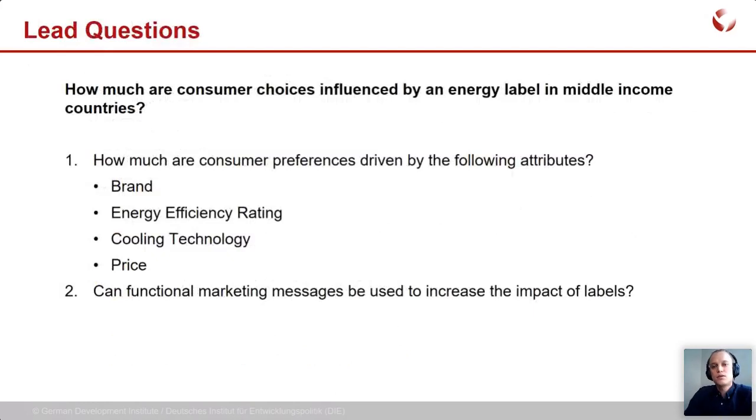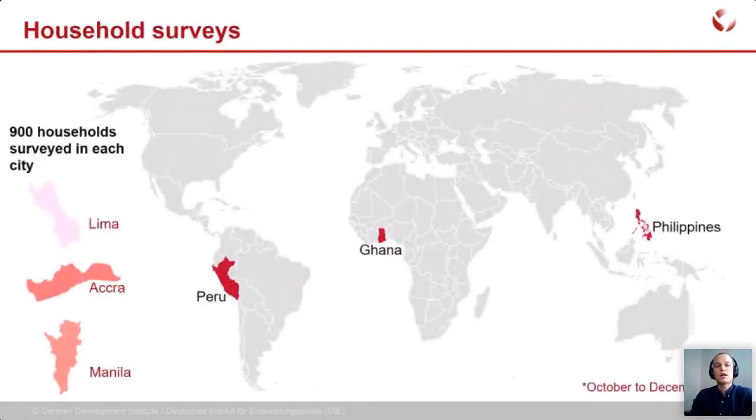The lead questions of our research are, how much are consumers influenced by an energy label that contains the attributes of a brand, the energy efficiency rating, the cooling technology, and the price. The cooling technology is included as exploratory research because we were collaborating with the German development institution, the GIZ. And then also we look at whether functional marketing messages can be used to increase the impact of labels. We conducted a household survey in Ghana, Philippines, and Peru.